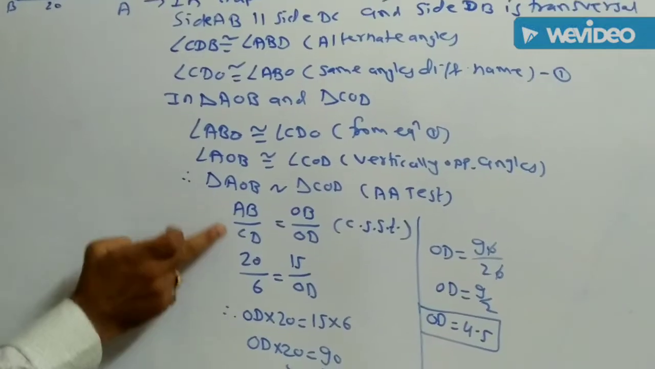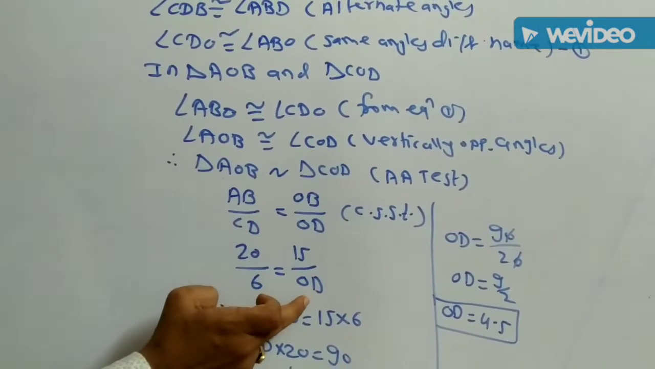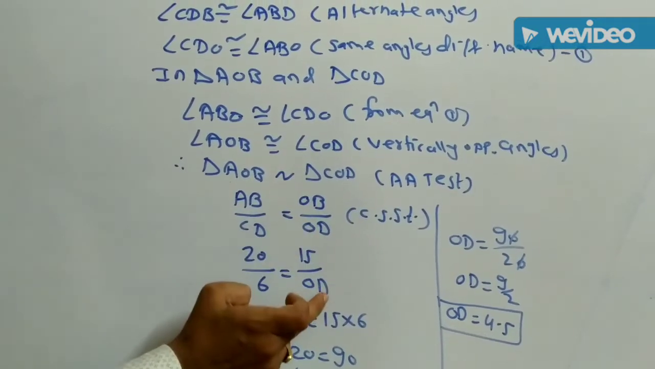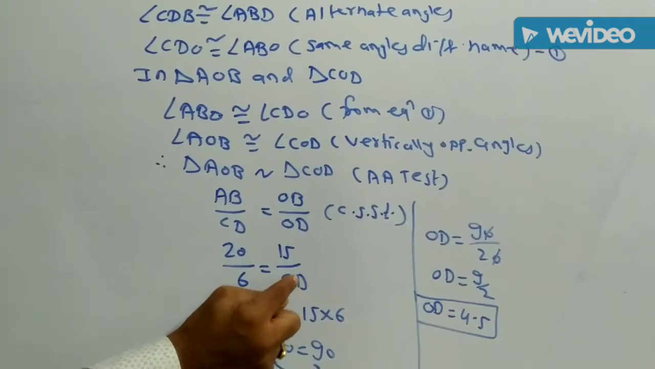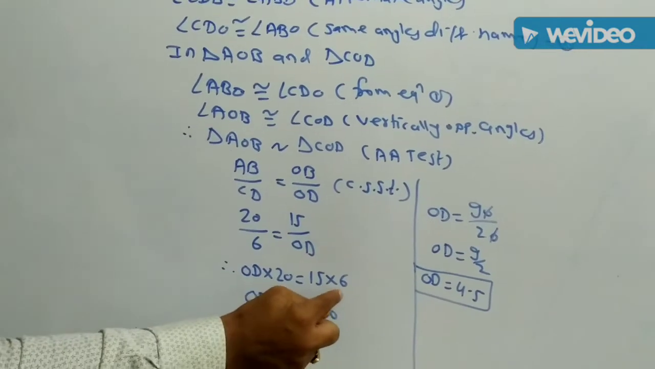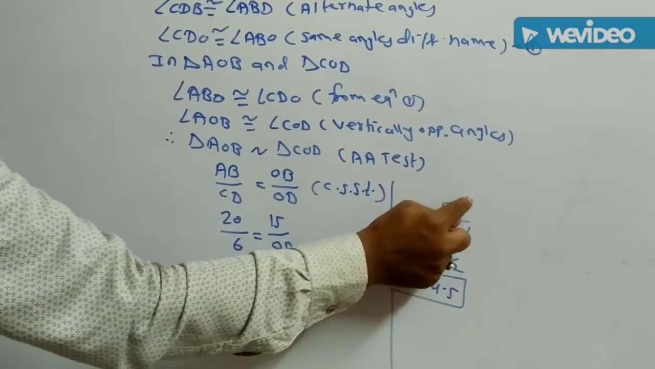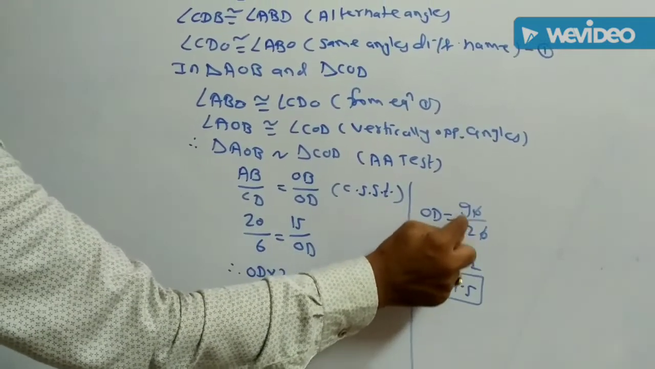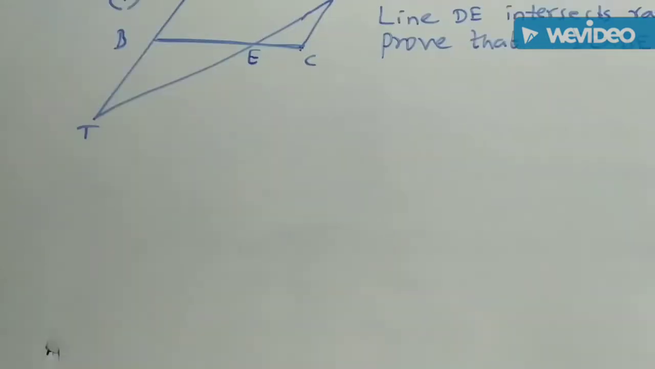Now putting the values, AB that is 20, CD that is 6, OB is given 15, OD we have to find. By taking cross multiplication, 20 into OD is equal to 15 into 6, that is 90, multiplied 20 gets converted to division, 0 gets cancelled, 9 upon 2, and 9 upon 2 means 4.5.